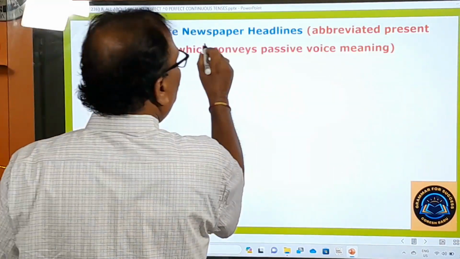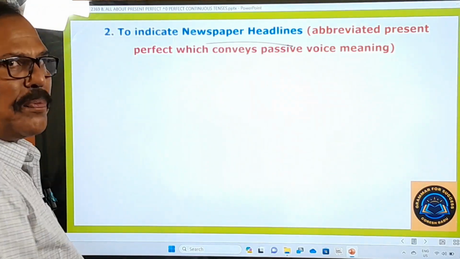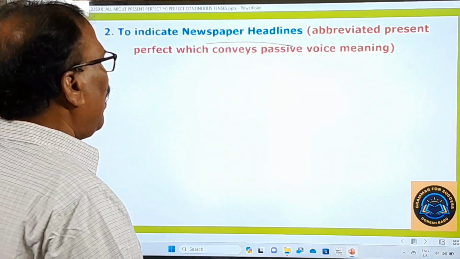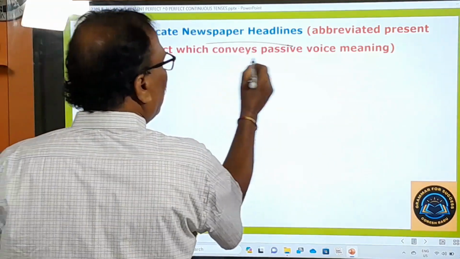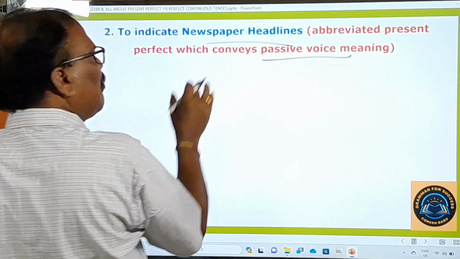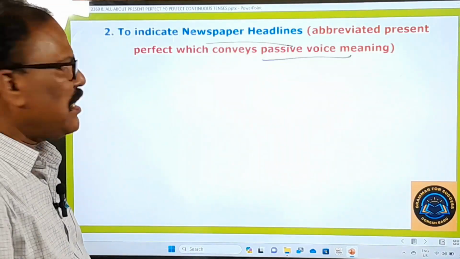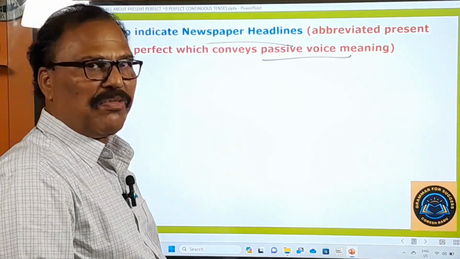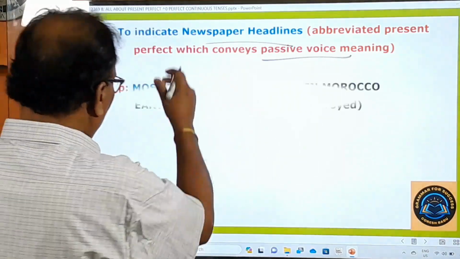To indicate newspaper headlines, newspaper reports are different from newspaper headlines. Okay, and abbreviated present perfect, which conveys passive meaning. Newspaper headlines are given in the abbreviated present perfect tense, but when it is given so, it conveys a passive voice meaning, right? And here I'll give you some examples.